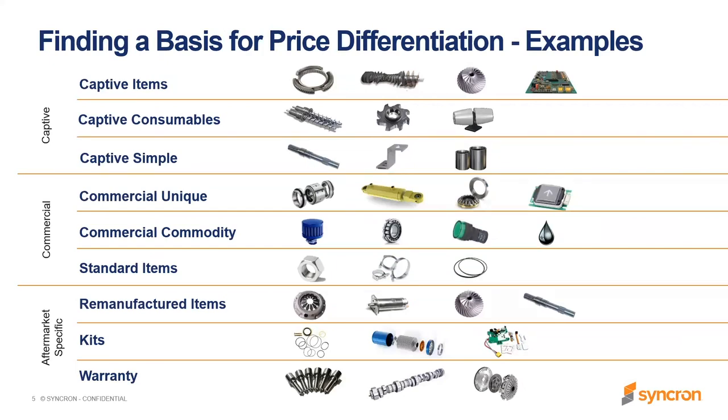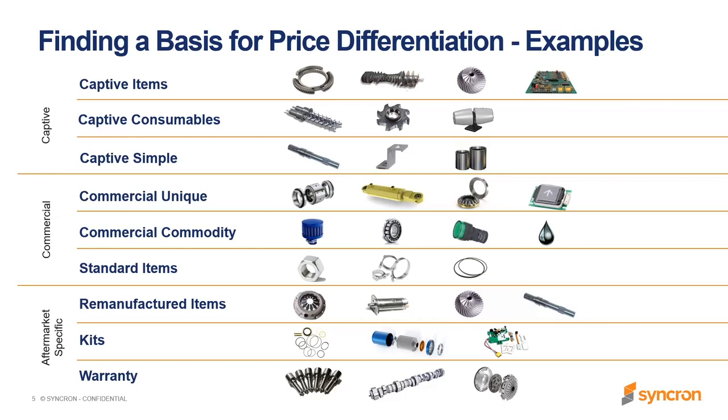The next point on our list is finding the basis for the price differentiation, and here are some practical examples. If you would like a really high-level view, within the aftermarket business we define some items as captive and some as commercial. Captive means that it's really an OEM's design. It can't be found anywhere outside of the OEM's network. It's very proprietary in that sense.